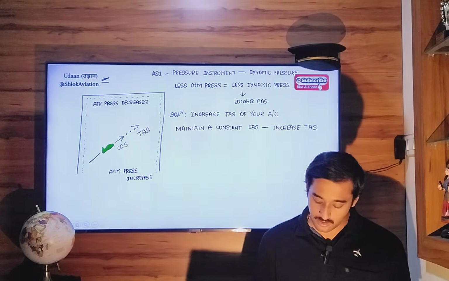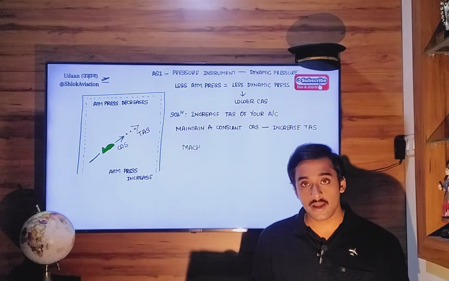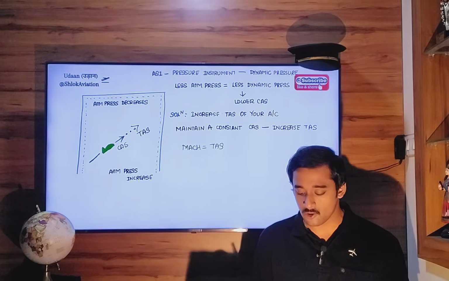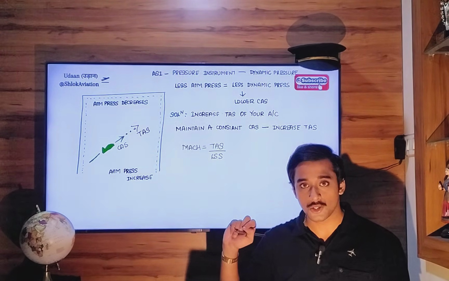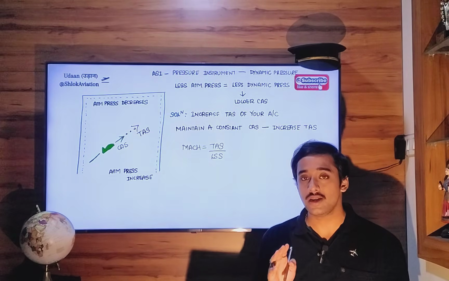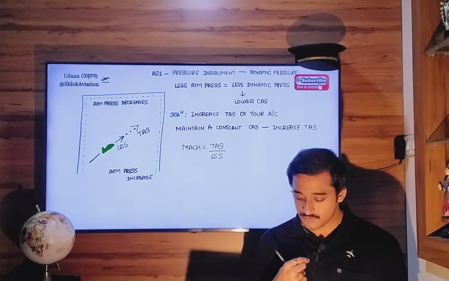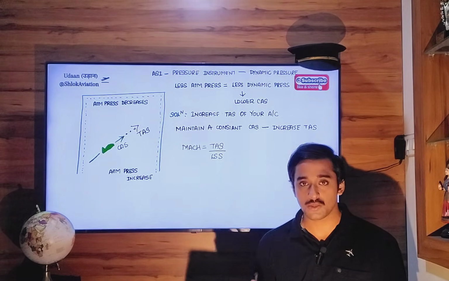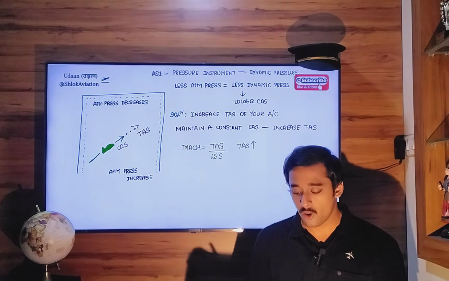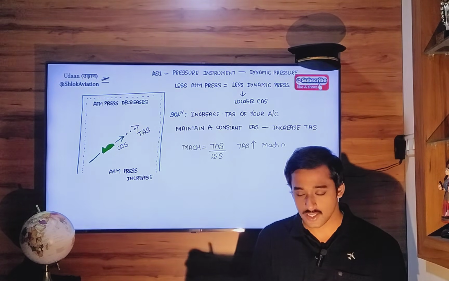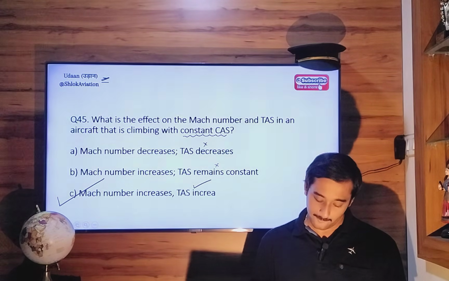Now what is Mach number? Mach number is nothing but your true airspeed as a fraction of local speed of sound. So that means Mach number is directly proportional to true airspeed. It's nothing but true airspeed as a fraction of local speed of sound. So if true airspeed increases, your Mach number will also directly increase, directly proportional. So option Charlie is the correct option.